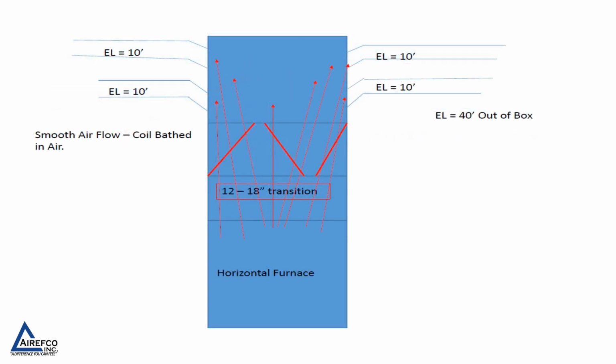Two changes have been done in this example. A 12 to 18 inch transition has been put between the furnace and the coil, which provides smoother airflow and totally bathes the coil with air. We also have put 45-degree transitions off of the plenum, which gives an equivalent length of each fitting of 10 feet. So instead of over 100 feet, we now have 40-foot equivalent length out of the box.